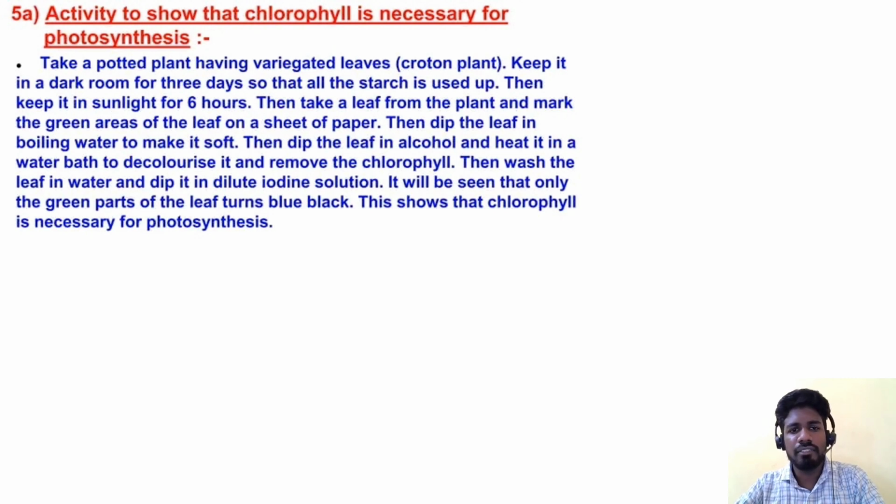Then dip the leaf in alcohol and heat it in a water bath to decolorize it and remove the chlorophyll. Then wash the leaf in water and dip it in a dilute iodine solution. It will be seen that only the green parts of the leaf turn blue-black. This shows that chlorophyll is necessary for the photosynthetic process. Let me make the exercise and help you understand.